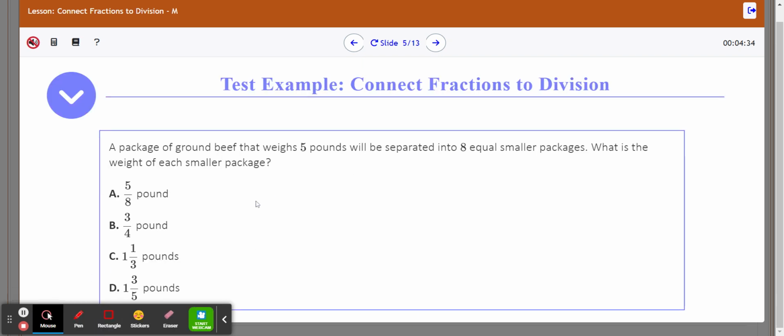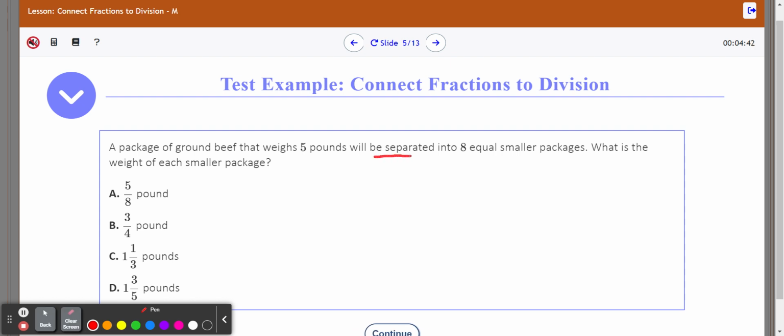So looking at an example problem here, the question reads, a package of ground beef that weighs 5 pounds will be separated, there's a key word, separated into 8 equal smaller packages. Well, the words separated and equal are telling us it's a division problem. What is the weight of each smaller package? Well, I've got 5 pounds of ground beef, dividing it into 8 smaller packages. Now, again, this is a division problem. How else can I write this?